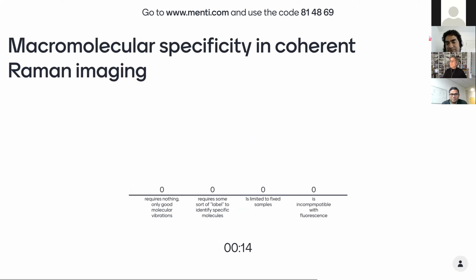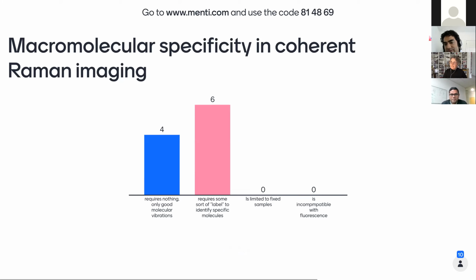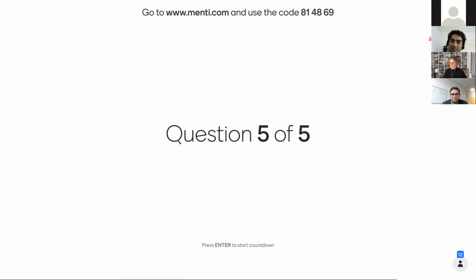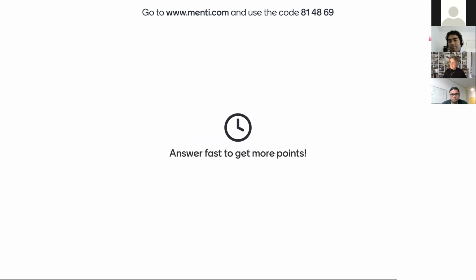Macromolecular specificity in coherent Raman imaging: requires nothing, requires some sort of label, is limited to fixed samples, or is incompatible with fluorescence. Make your choice. I like the requires nothing, but unfortunately it does require some sort of label. Okay, question five, the last one.